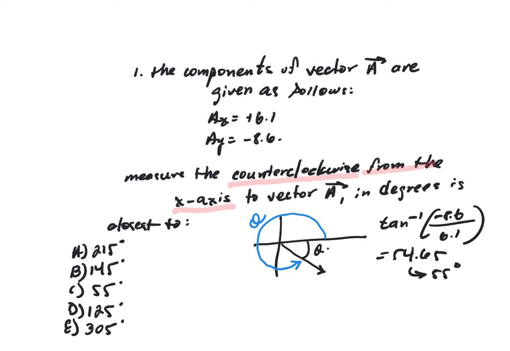So since they're asking us to find the counterclockwise angle, we know that this entire angle is going to be 360 minus the 55, and we have 305. So the final answer is 305. So the correct letter is E.